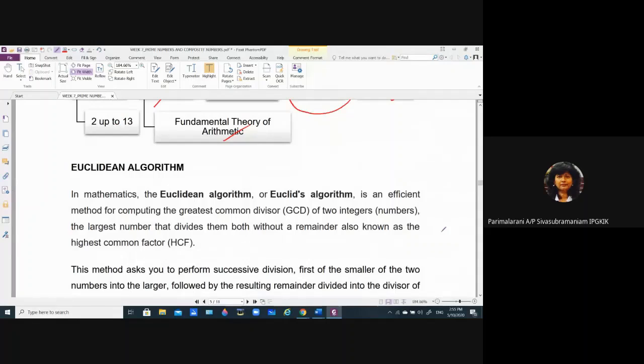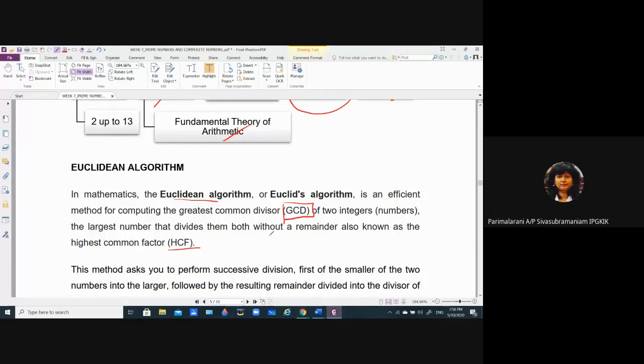Okay, the Euclidean algorithm is a very efficient method for computing the greatest common divisor, known as GCD. If we want to find the greatest common divisor of any two integers, then we use this method, the Euclidean algorithm. The greatest common divisor is also known as the highest common factor. They are the same values.